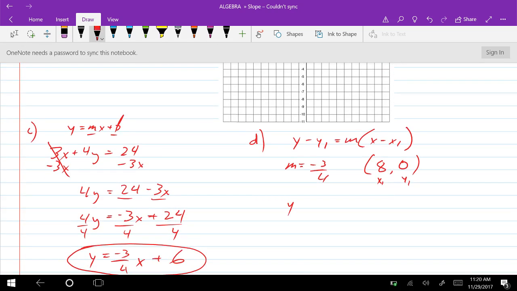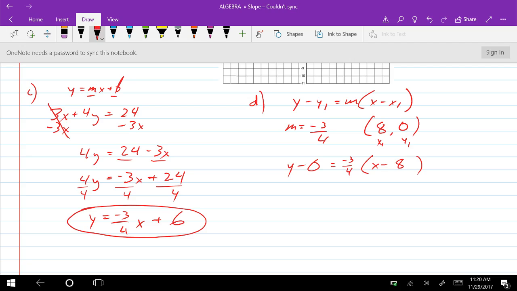So y minus whatever my y1 was equals m times x minus whatever x1 was. So y1 was 8. Excuse me, no, 0. My m is negative 3 over 4. And then x minus x1, which was 8. Whenever you have a 0, you don't even need it, so you can just call this y equals negative 3 over 4, x minus 8.